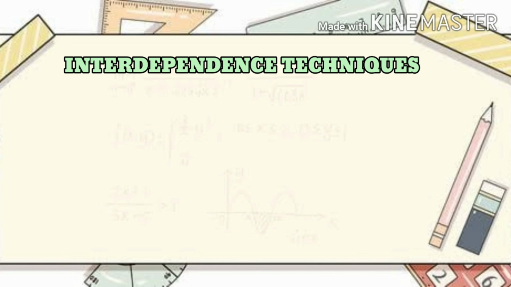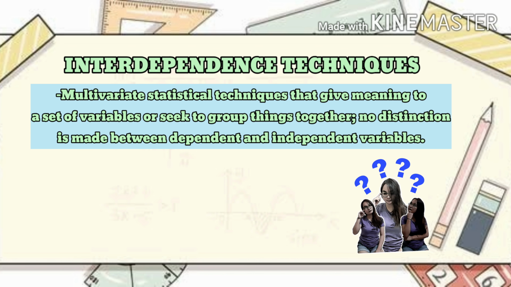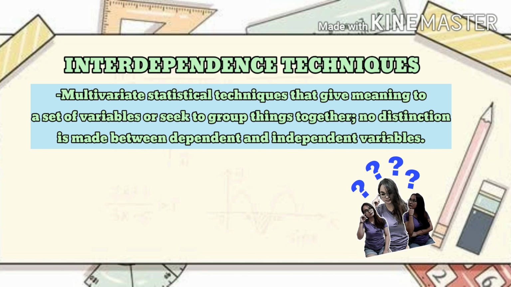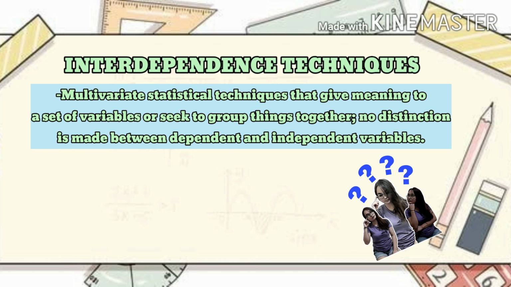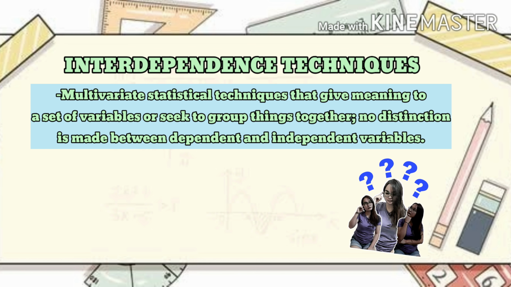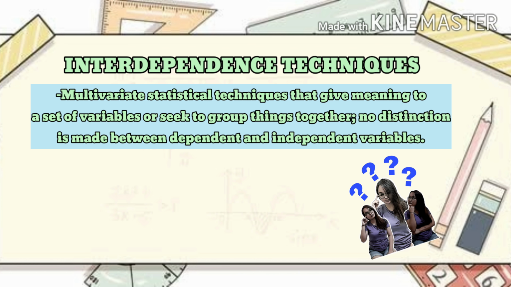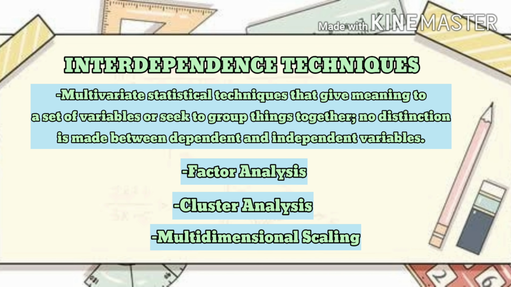Interdependence techniques are multivariate statistical techniques that give meaning to a set of variables or seek to group things together. No distinction is made between dependent and independent variables. When researchers examine questions that do not distinguish between independent and dependent variables, interdependence techniques are used. No one variable or variable subset is to be predicted from or explained by the others. The most common interdependence methods are factor analysis, cluster analysis, and multidimensional scaling.